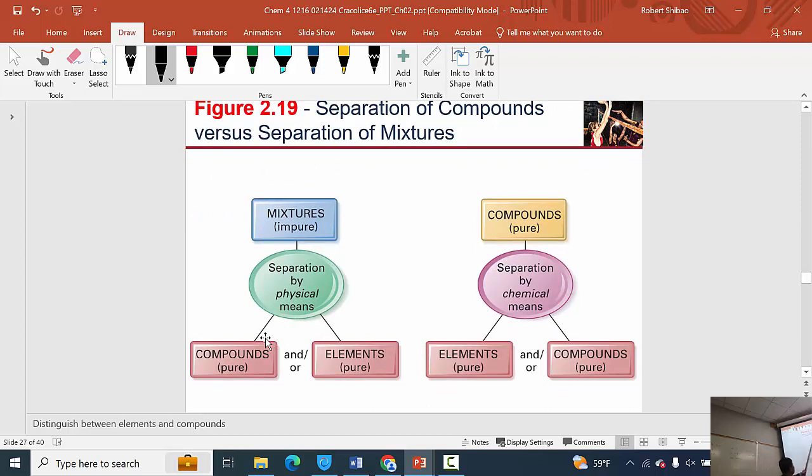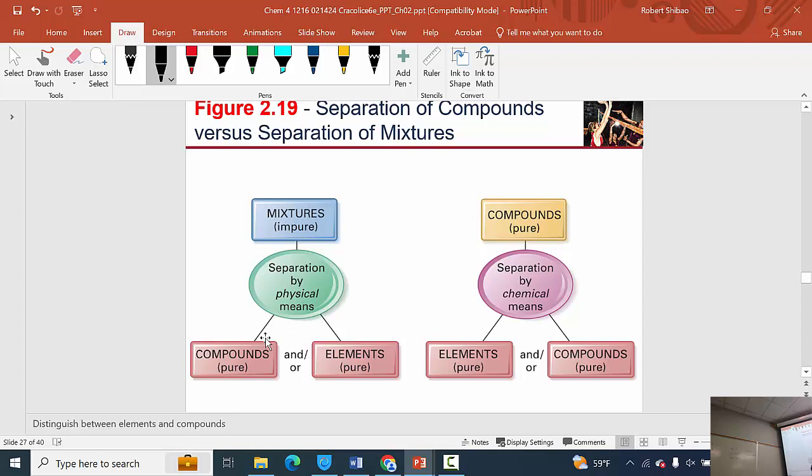So when we have a mixture, we try to separate this into pure substances, either pure compounds or pure elements. The compounds themselves are made up of two or more elements bonded together. However, they're difficult to separate. So let's say I have water and quartz, two different compounds. And those would be pure. But what I can do with these compounds is I can try to separate.